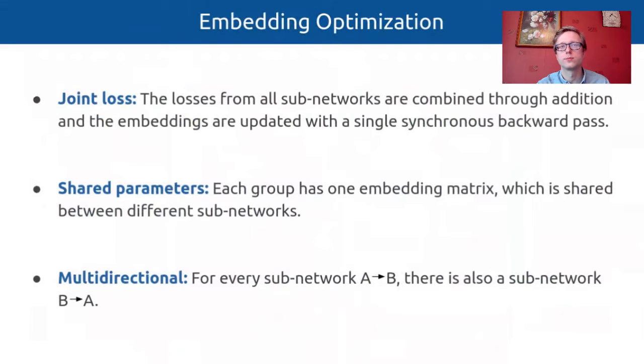Second, we use shared parameters. Each group has a separate embedding matrix, but these are shared between all the subnetworks. For example, the verbs have their own embedding matrix, but these same embeddings are used for both the verb-object and the verb-subject subnetworks. And finally, we do this in a multi-directional way. For every subnetwork from group A to group B, we also optimize the parameters from group B to group A in a symmetric way.